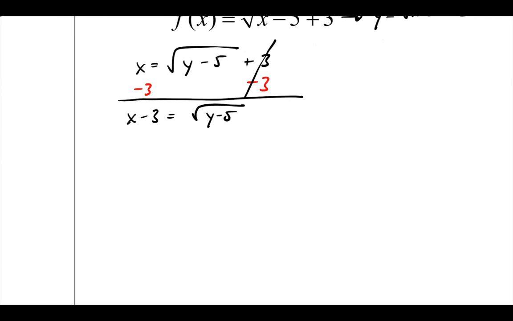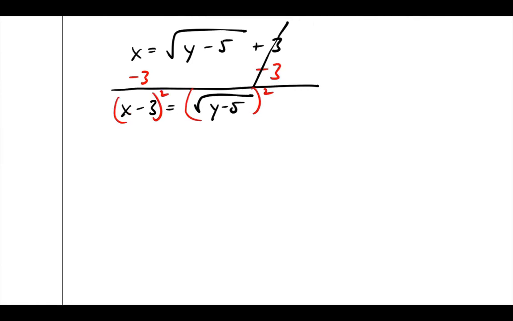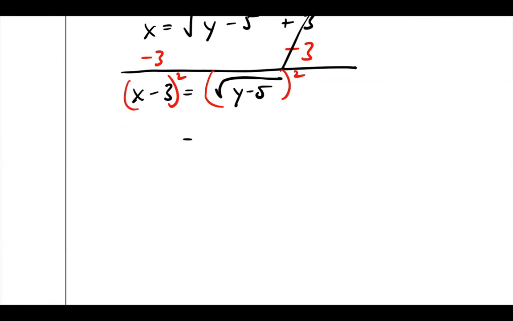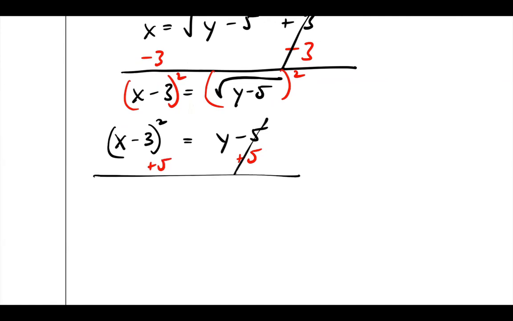And the only way to undo a root, square root, is by squaring. So I square both sides like that. So if I square a square root, that takes away the square root. This side now has a squared. I need to add 5 to both sides. I get y equals (x minus 3) squared plus 5.